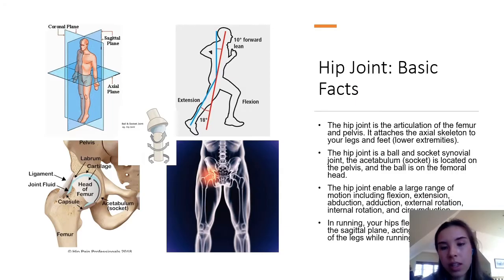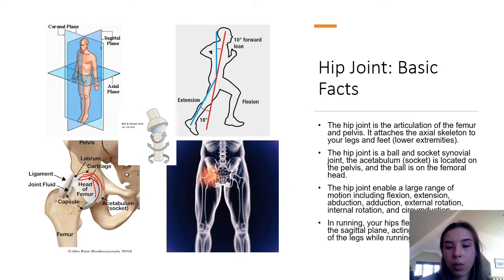So the hip joint is the articulation of the femur and pelvis. It attaches the axial skeleton to your legs and feet, also known as your lower extremities. The hip joint is a ball and socket synovial joint. The acetabulum, also known as the socket, is located on the pelvis. And the ball is on the femoral head, and I'll just mark those. So this is your socket, and then this is your head. And then in between there is just some fluid that helps cushion your joints.